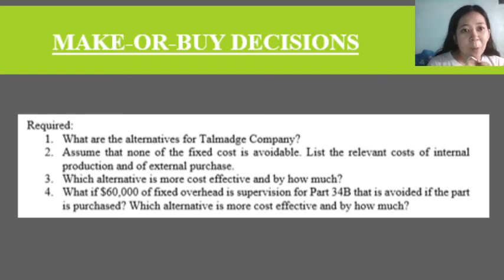First, what are the alternatives for the company? Second, assume that none of the fixed cost is avoidable. We will list the relevant cost of internal production and external purchase. Number 3, which alternative is more cost effective and by how much? Number 4, what if $60,000 of fixed overhead is supervision for part 34B that is avoided if the part will be purchased? Which alternative now is more effective and by how much?